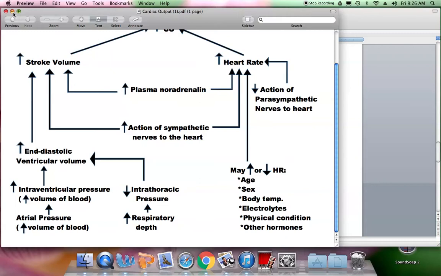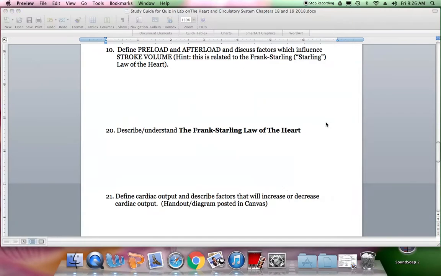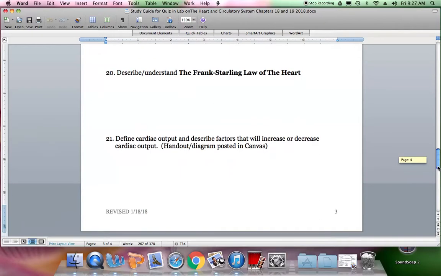I'm going to minimize this. So we went through the cardiac output and described the factors that increase or decrease cardiac output. This is also in a figure that is like an illustration in your Part B of Chapter 18.